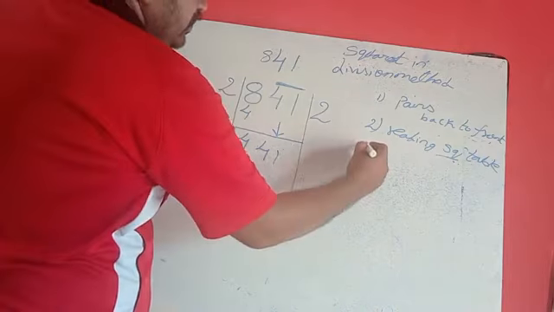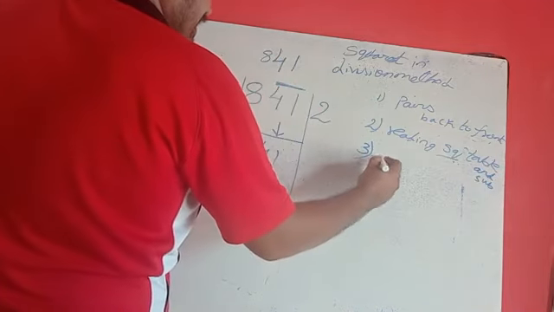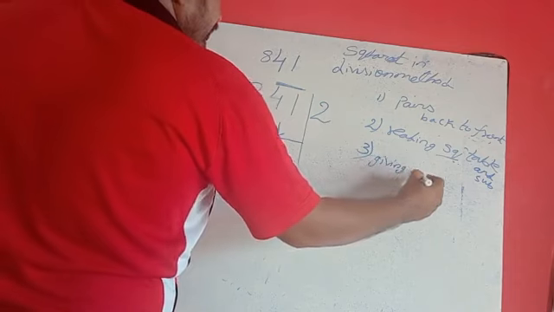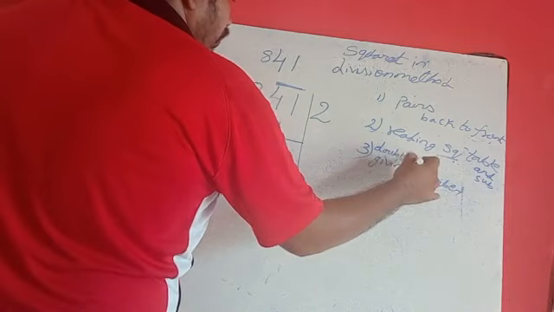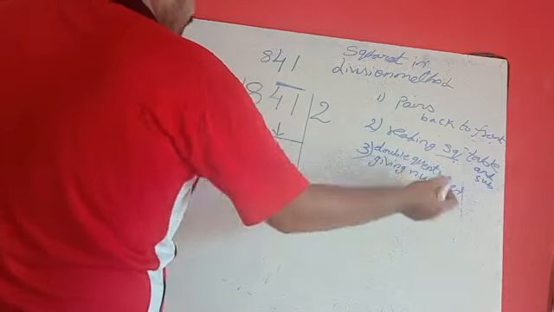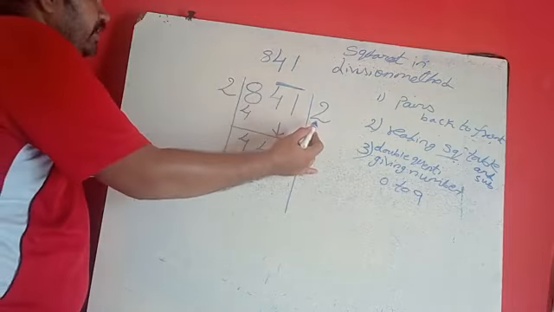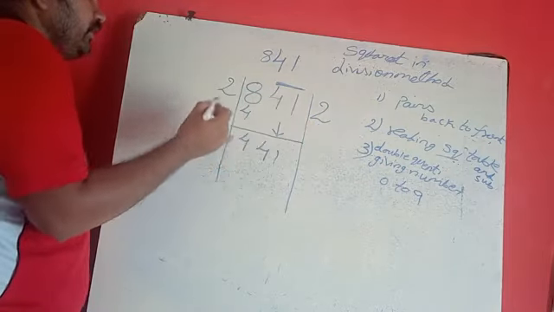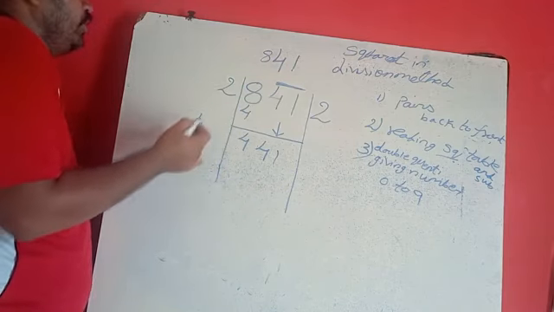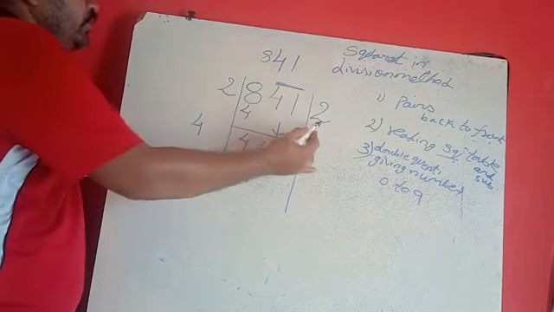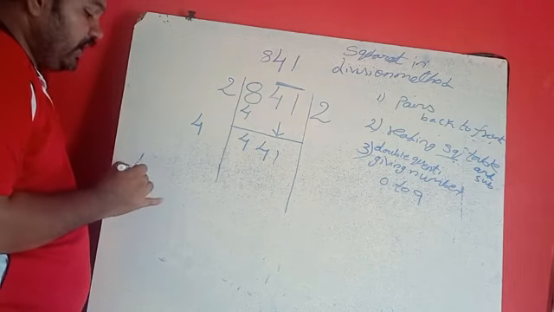Now, what is the third step? The third step is the giving number. Double the quotient, then give a number from 0 to 9. That is the rough work I am taking. So double the quotient. What is the quotient here? 2. 2 double is 4. Now we have to give a number beside the 4.